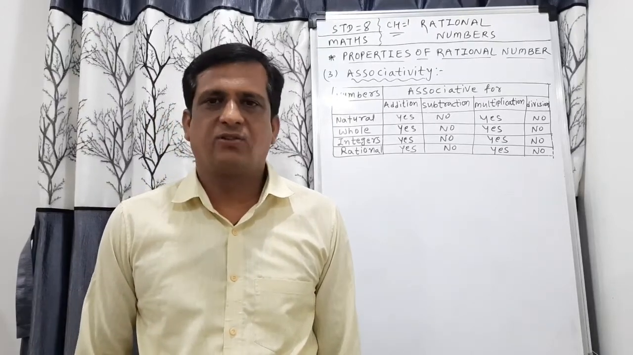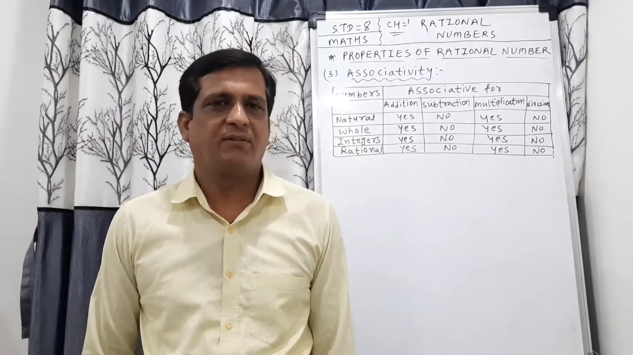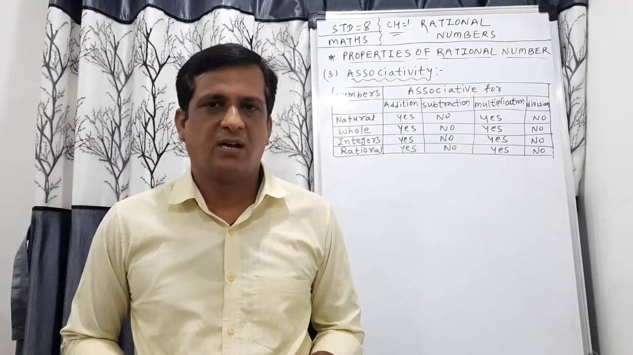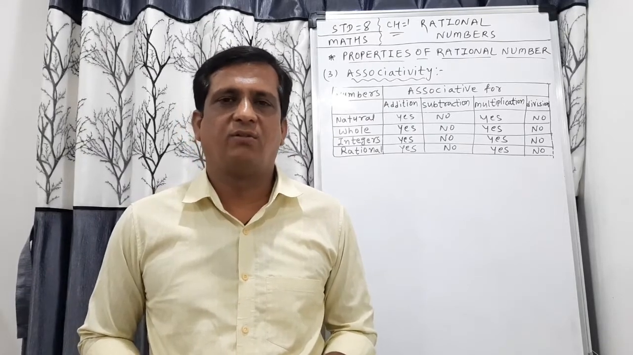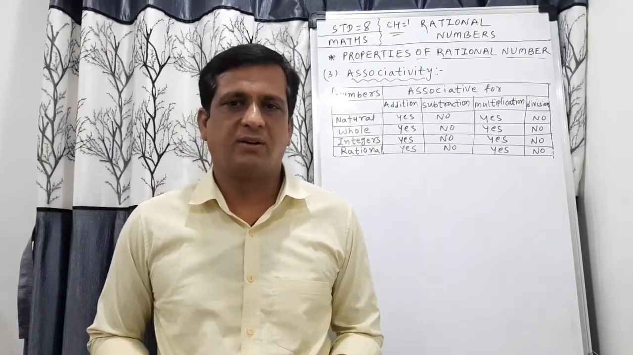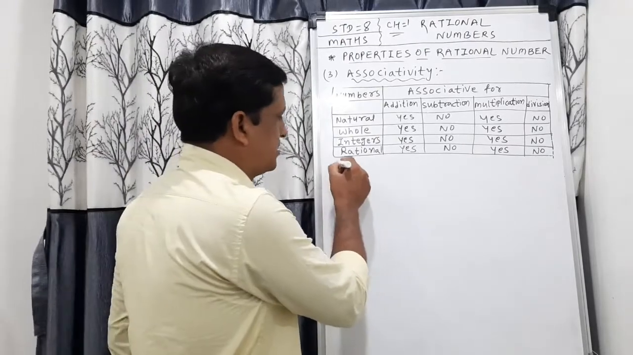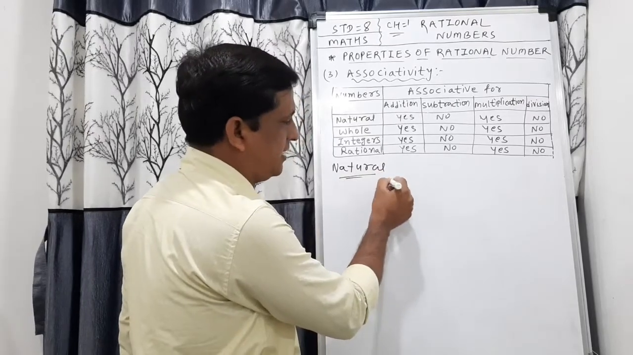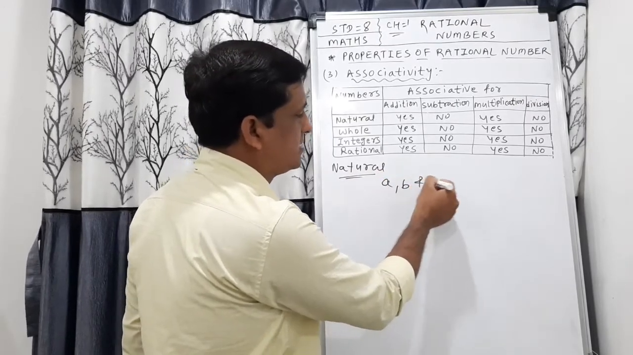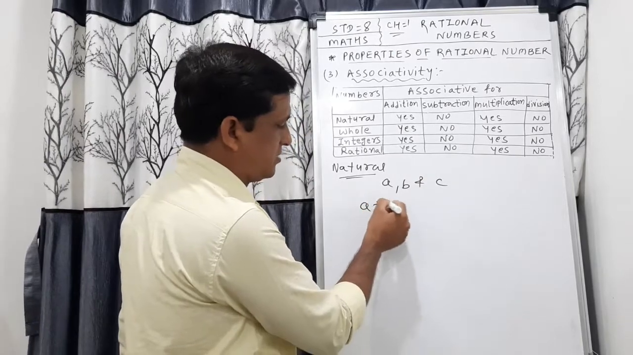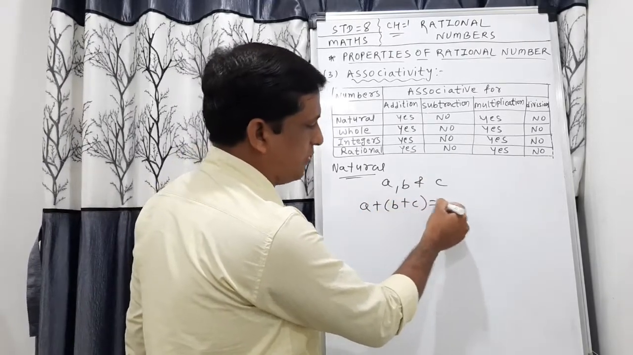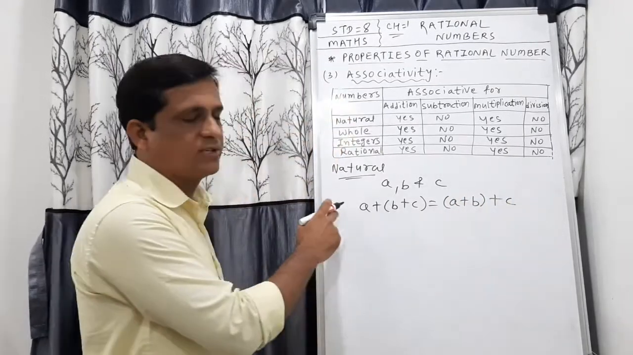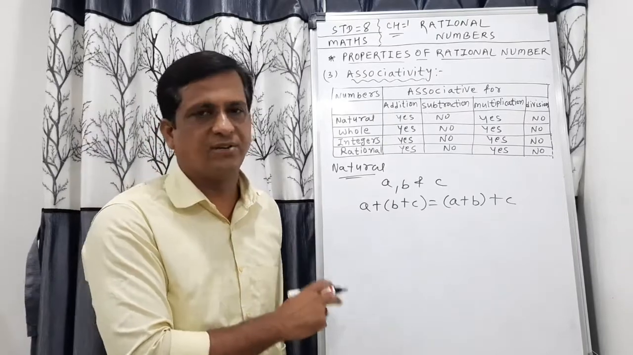Students, today's topic is properties of rational numbers, and in that the third property is associative property. First of all, we are talking about associative property for natural numbers. Suppose we are taking three numbers, that is A, B and C. Then (A + B) + C is equal to A + (B + C), right? This is the associative property for addition of natural numbers.